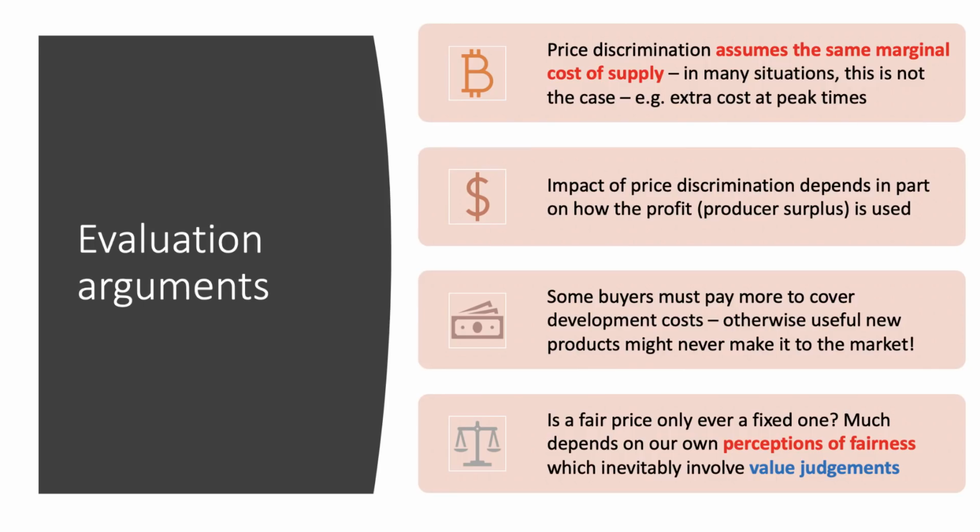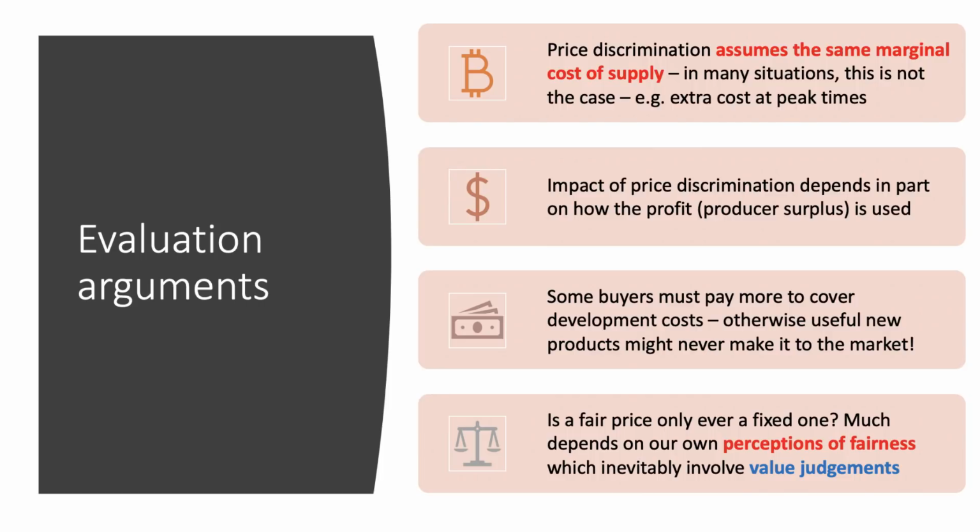Now, some evaluation points. So we've looked at some advantages and some disadvantages. Here's just one or two hints about how to evaluate the arguments. First point I want to make is that price discrimination in theory assumes the same marginal cost of supply, but in practice, in many situations, that's not the case. So, peak services on trains, for example, you often have to add an extra carriage or pay overtime to your workers. Oftentimes at peak times the marginal cost is higher, and part of that is reflected in the price.